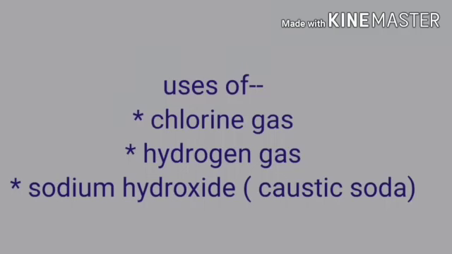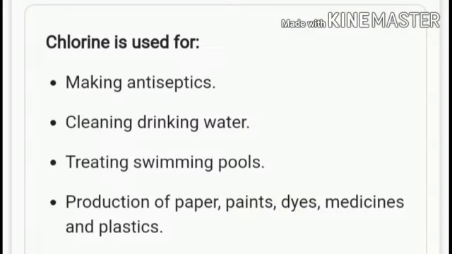Let us now see the uses of chlorine gas, hydrogen gas and sodium hydroxide. These materials obtained by the electrolysis of sodium chloride are used to make many other compounds. Uses of chlorine: as an antiseptic, for cleaning drinking water, treating swimming pools to kill germs, and in the production of paper, dyes, medicines, plastics, paints, etc.